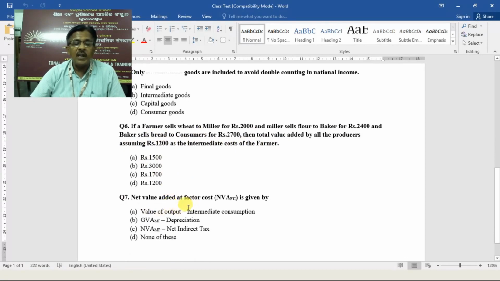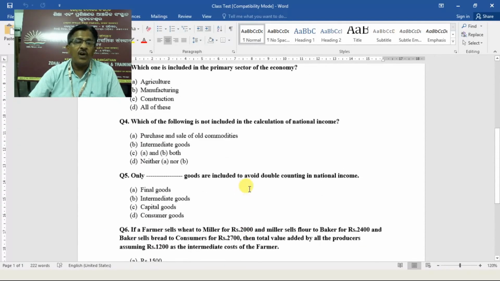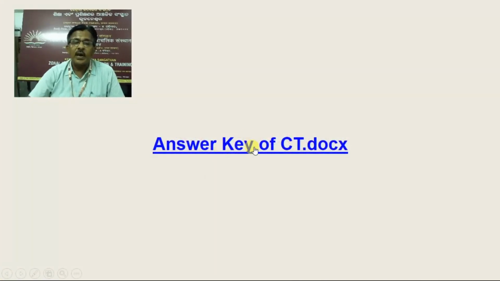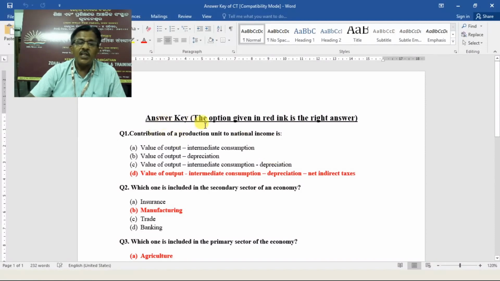Net value added at factory cost, NVA at factory cost, is given by, out of these which one is correct? Value of output minus intermediate consumption, GVAMP minus depreciation, NVAMP minus net indirect tax, none of these. So I hope you might have done it. Let us check the answer. In the answer key, the option given in red ink is the right answer.